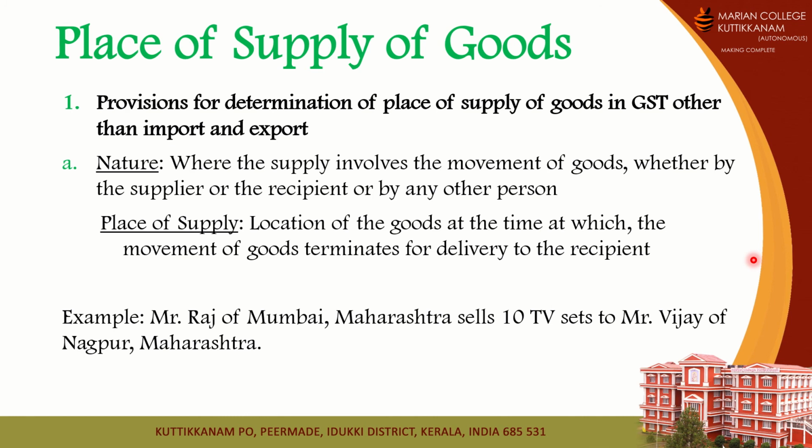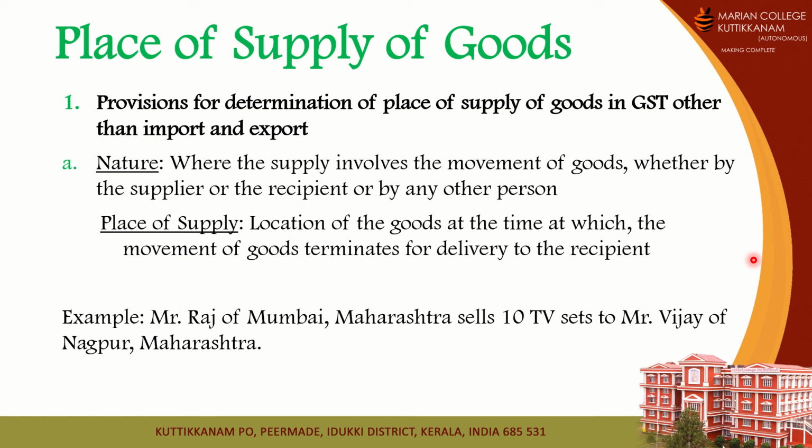Mr. Raj of Mumbai, Maharashtra sells 10 TV sets to Mr. Vijay of Nagpur, Maharashtra. Note that both Mr. Raj and Mr. Vijay belong to the same state. So the tax to be levied can be SGST and CGST respectively. What is the place of supply of goods? In this case, there is a movement of goods. That means 10 TV sets are sold by Mr. Raj. So the supplier sells 10 TV sets to another person who is the recipient, that is Mr.